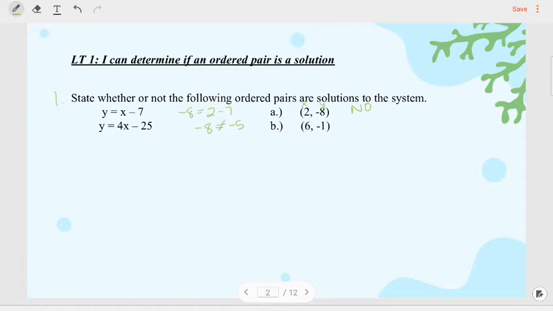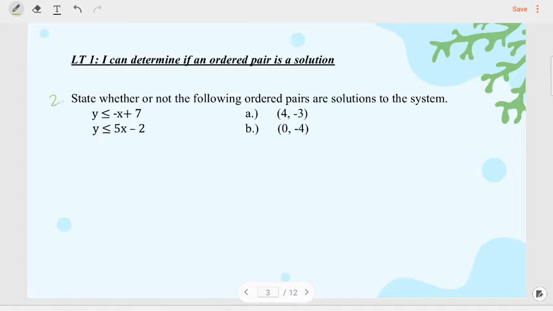Is (6, -1) a solution? I tested in the first equation. -1 is equal to 6 minus 7. And I see that that simplifies. 6 minus 7 is -1. So it works for the first equation. Now I'm going to test it for the second equation. -1 is equal to 4 times 6 minus 25. And if I simplify, I get -1 equals -1. It works for my second equation. So the final answer is yes.